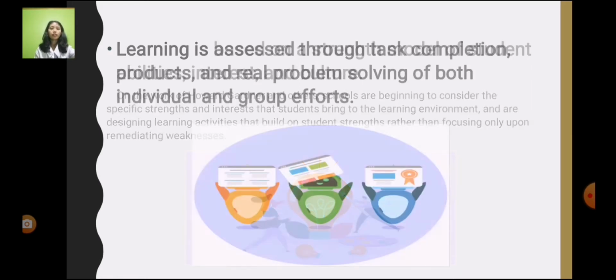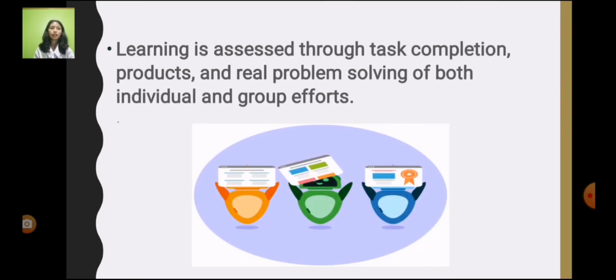Number seven is learning is assessed through task completion, products, and real problem solving of both individual and group efforts. The paper and pencil test is not the sole assessment to be done by the teacher to the students. Before, if you had low scores on the tests or quizzes, you would surely fail the subject. Paper pencil test only assesses the cognitive domain of learning.